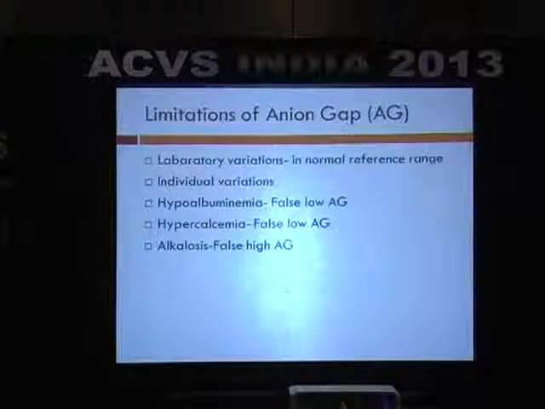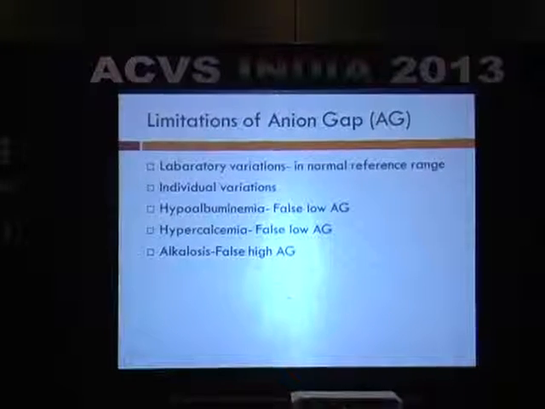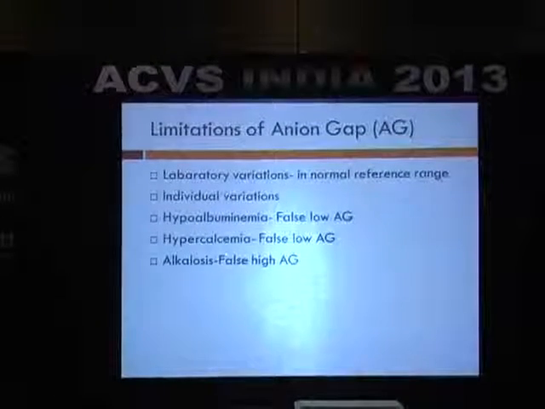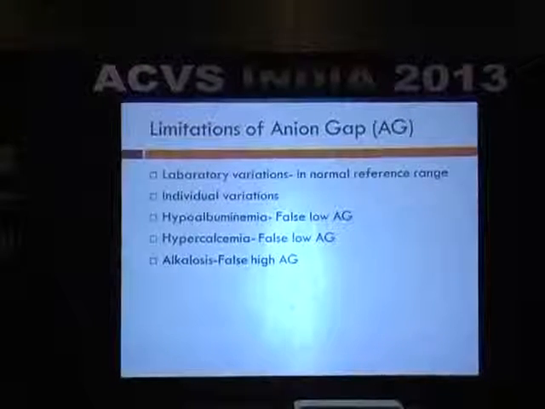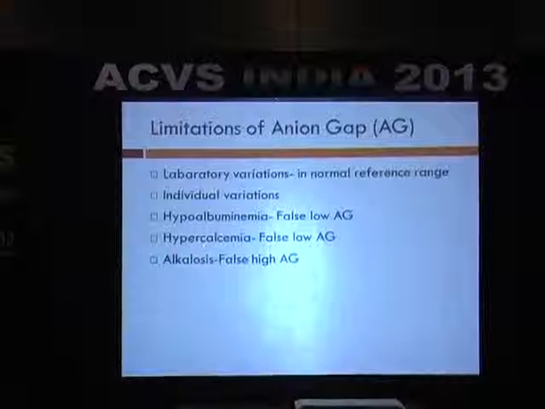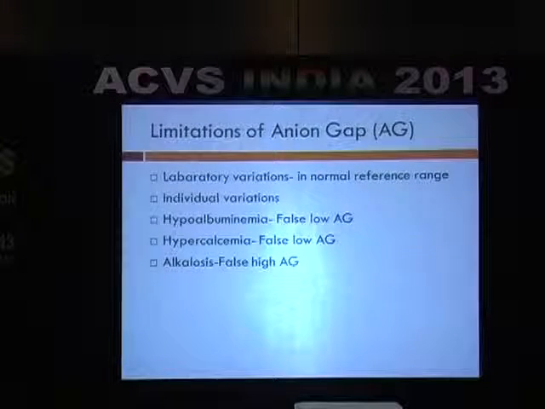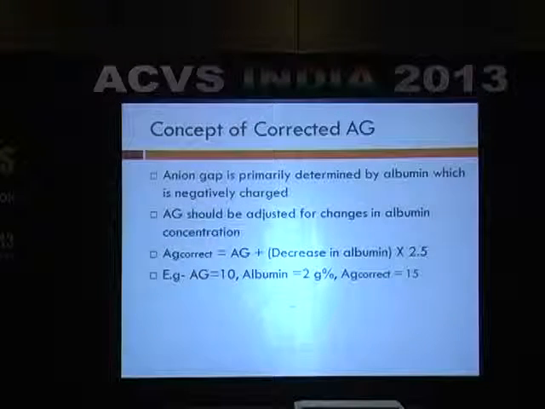And as I told you, albumin is the most important unmeasured anion. Hypoalbuminemia leads to falsely low anion gap levels. Similarly, hypercalcemia will lead to a falsely low anion gap.